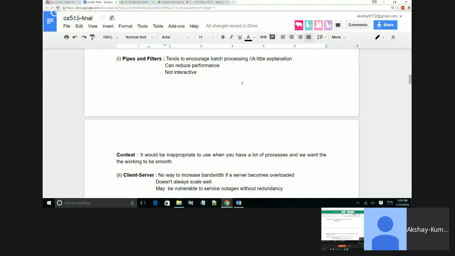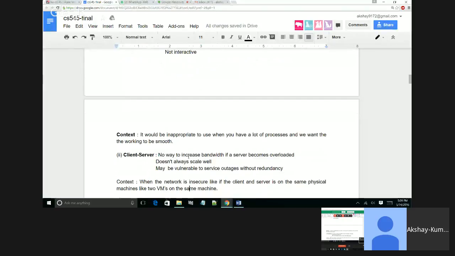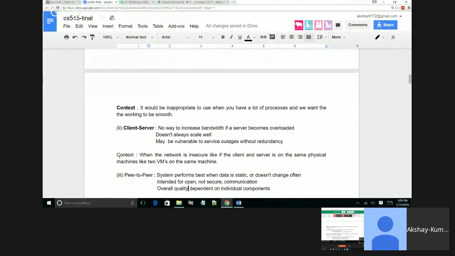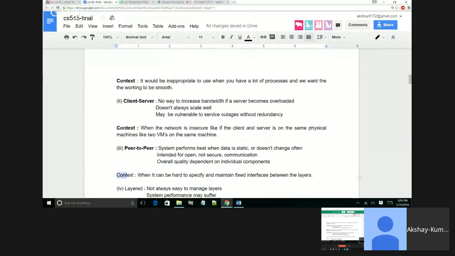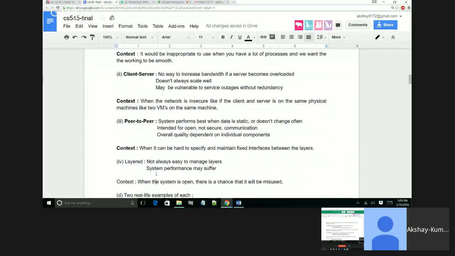Okay, I'll do a little more explanation here. So this goes against the client-server. This is the context. This is the peer-to-peer disadvantages, and then the contexts where they will be inappropriate. The layered and the context.